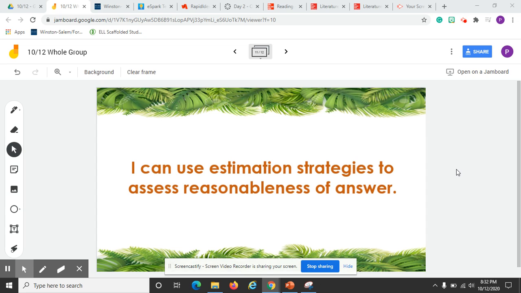Hello everyone. Today we are going to learn how to use estimation strategies to assess reasonableness of answer. Estimation means giving the approximate answer to an addition or subtraction problem. Estimation is related to rounding, in which we give an answer based on the rounded value of a certain number.